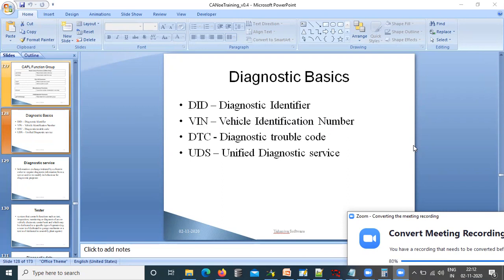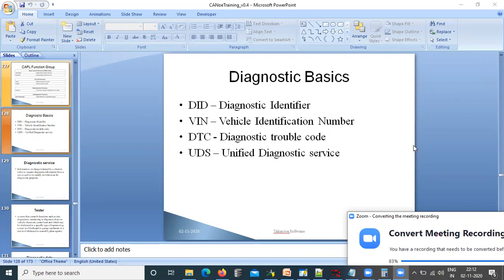Okay, let me explain. The UDS protocol uses the ISO transport protocol, ISO 15765, sorry, 15765, the transport protocol. With the ISO TP transfer protocol we can send more than 8 bytes. So in UDS also we can use that ISO TP.